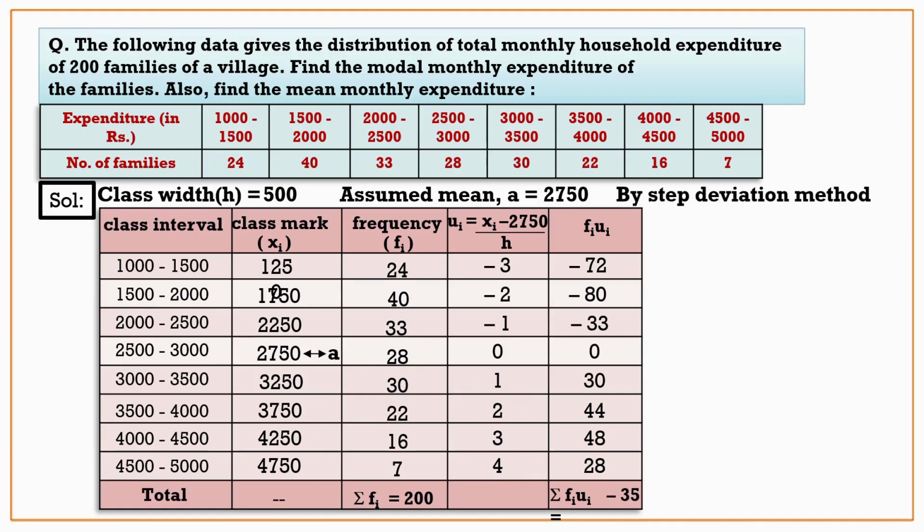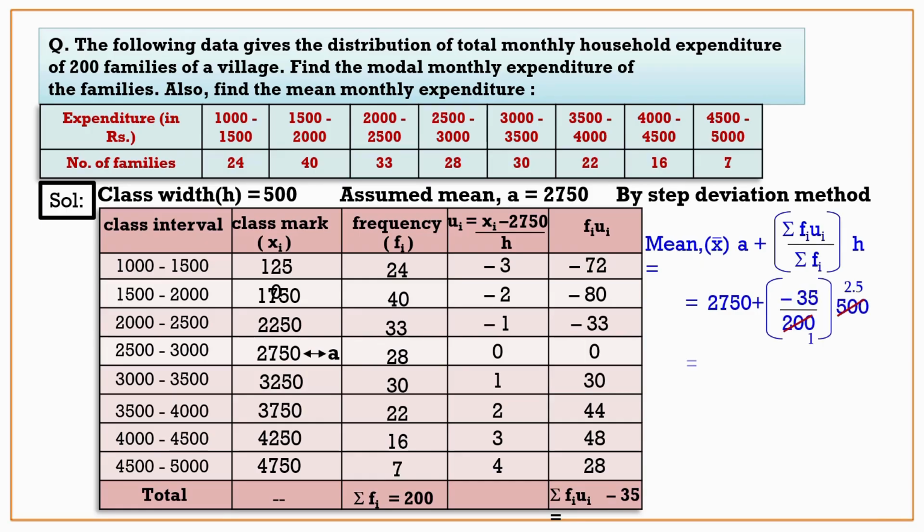Now by step deviation method, we know the formula to find the mean is a plus summation of fi ui by summation of fi into h. So now put all these values. So we got the mean as 2662.50 rupees. Let's take a look at the next problem.